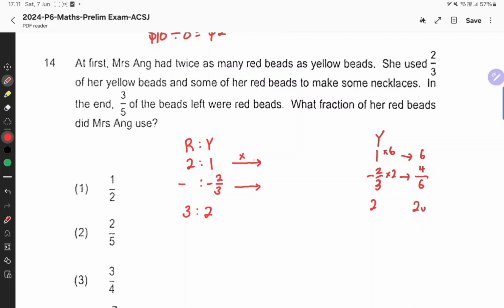Okay, so over here I'm going to times 6 and times 2. So here is red is to yellow. 6 times 2 is 12, 6 times 1 is 6. We don't know how many we're going to minus yet for the red one, but we know that for the yellow side, we're going to minus 4 over 6, and then we'll be left with 3 is to 2. So we just need to double check this yellow portion. 6 units minus away this 4 units, we get 2 units.